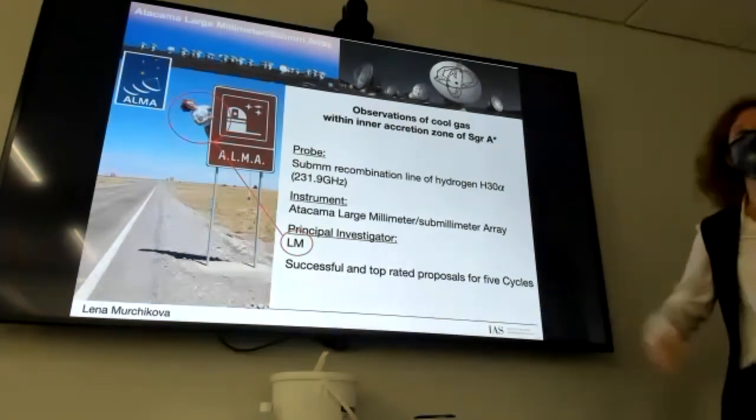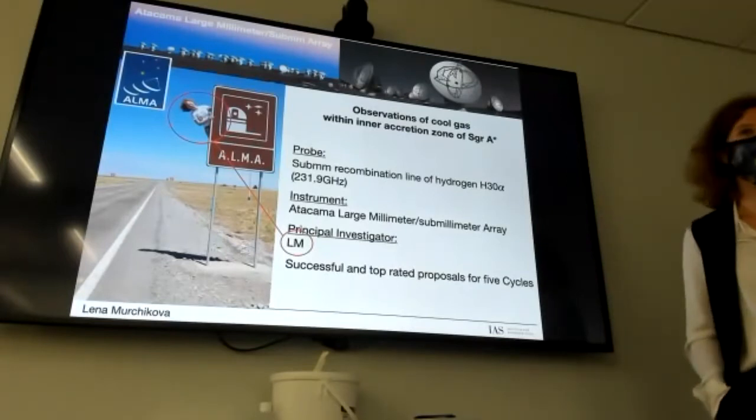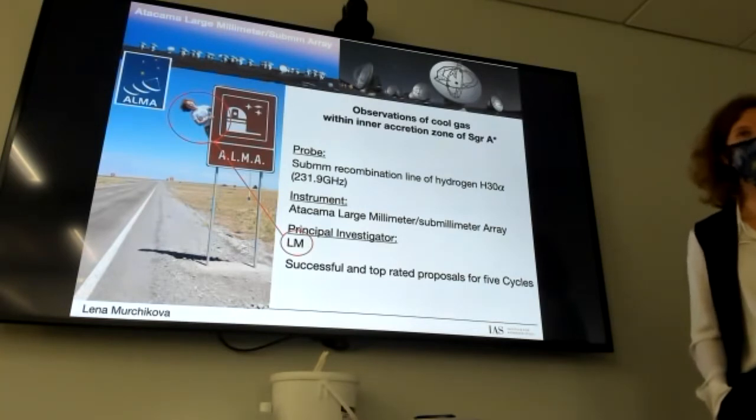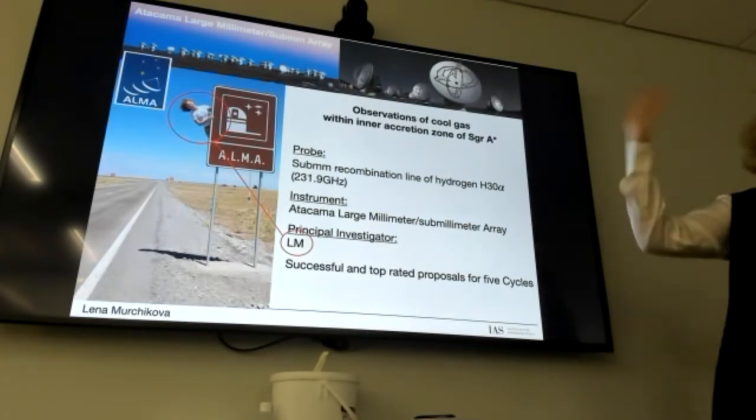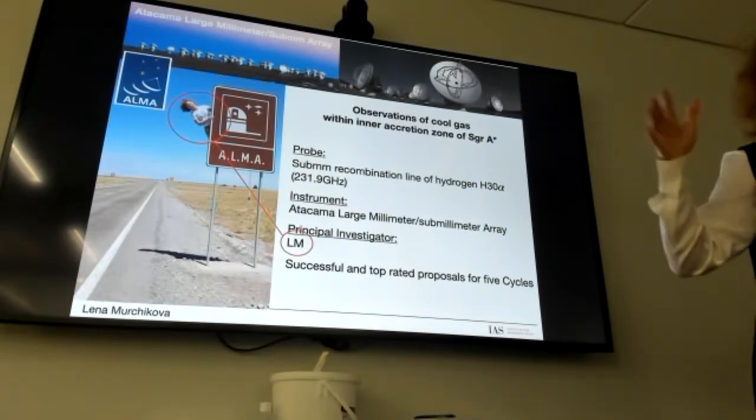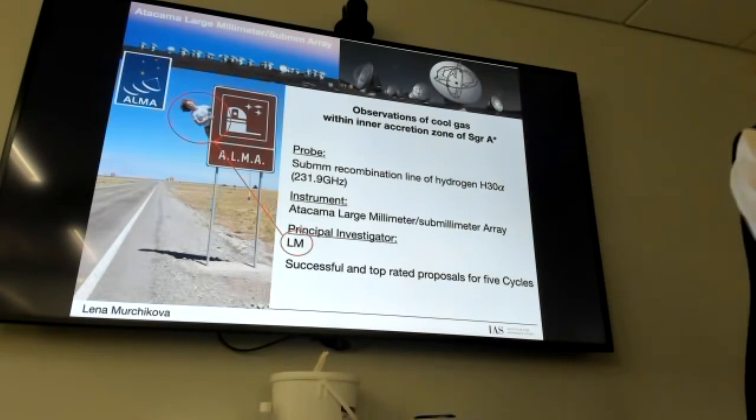So yes, that consists of a series of successful and top-rated ALMA proposals over the course of about 6 years. Most of the observational stuff which I'm talking about is coming from here. And yeah, you see the picture of the PI we already discussed.